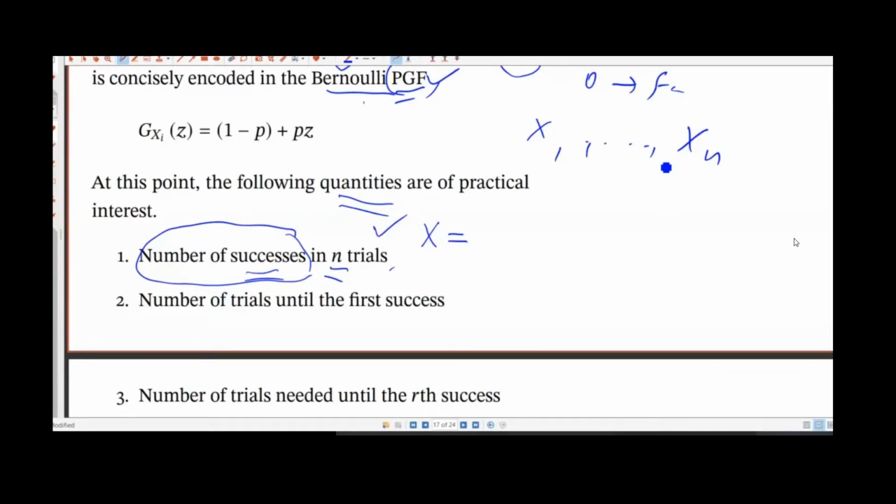Each of them is 1 for a success, 0 for a failure. So you are adding how many ones? As many as there are successes. तो ये क्या होगा? x1, x2 up to xn के साथ क्या लगाना पड़ेगा मुझे? Addition. I just have to add them.